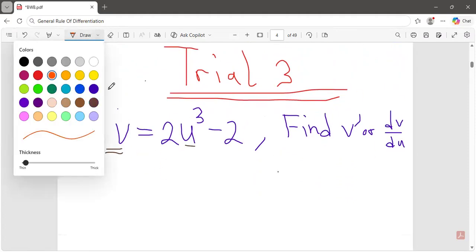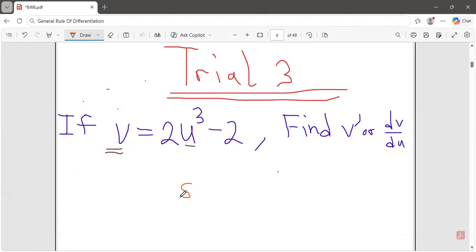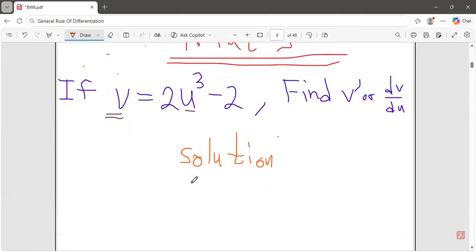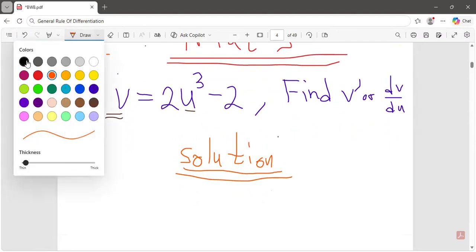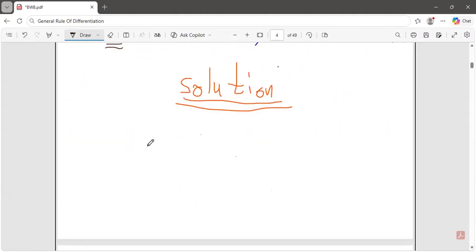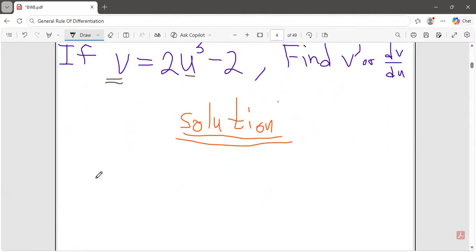Good. So from here, the first thing we're supposed to do is that we have to put down our what? Solution. So after putting down the solution, we have to repeat the question so that we don't lose the mark. So the question is what? V is equal to 2u exponent 3 minus 2.